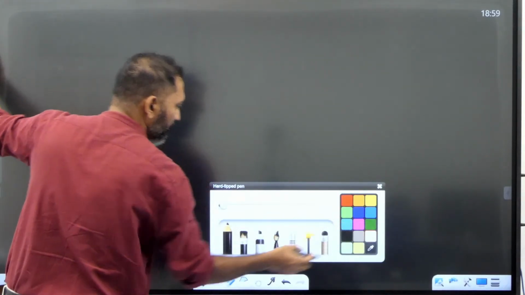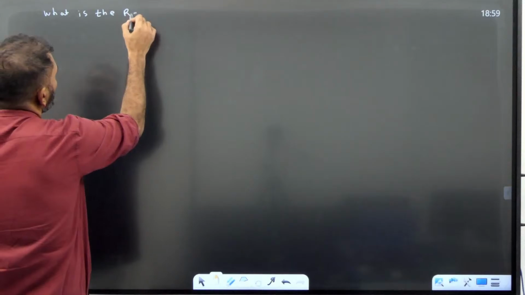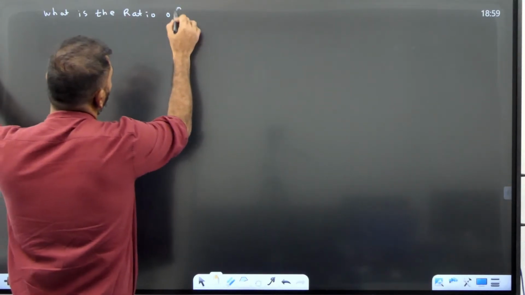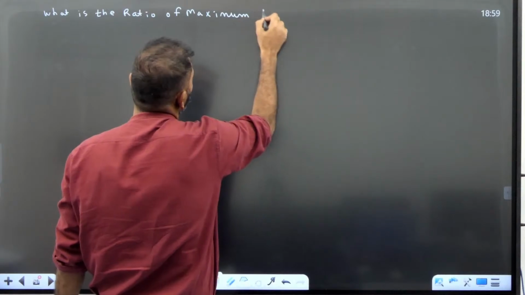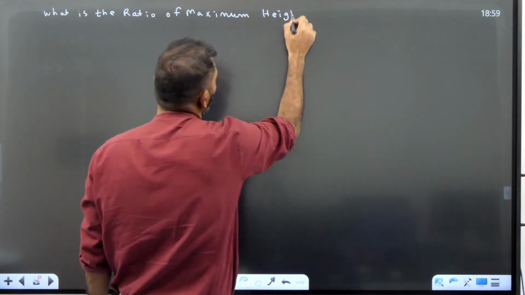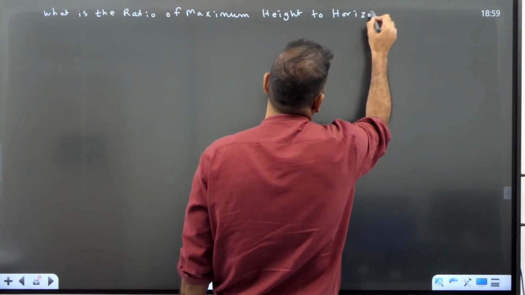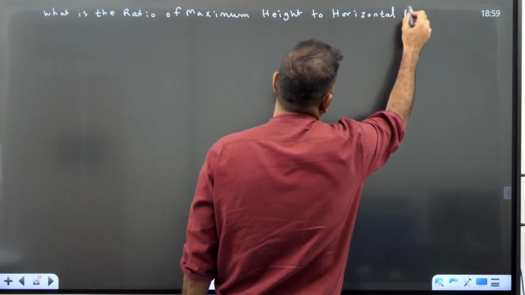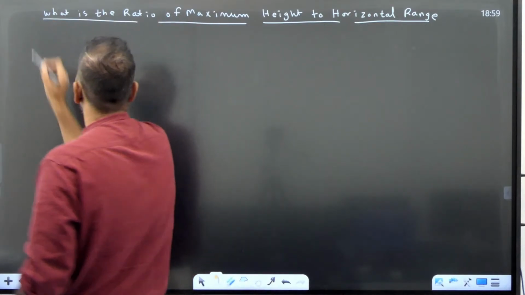What is the ratio of maximum height to horizontal range? Maximum height to horizontal range. What is the ratio of maximum height to horizontal range? That is our next question. Maximum height to horizontal range.